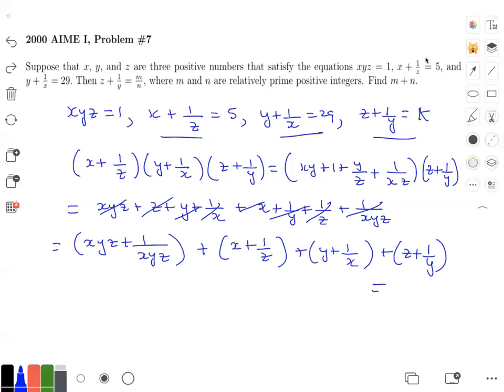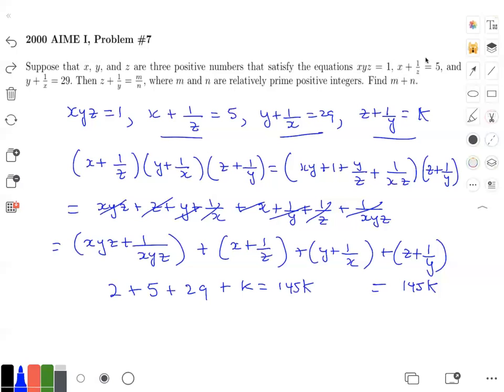Now what is this equal to? Well, we multiplied these three terms, so it's 5 times 29 times k, which is 145k. And at this point, we know a bunch of these values, so let's just plug these in. xyz plus 1 over xyz, as we said, is 2. x plus 1 over z is 5, given by the problem. y plus 1 over x similarly is 29. And then z plus 1 over y, that's our k. This is plus k is equal to 145k, and now this is just a simple linear equation.